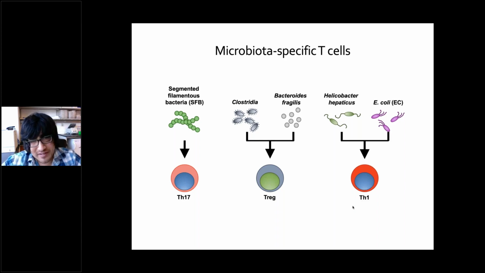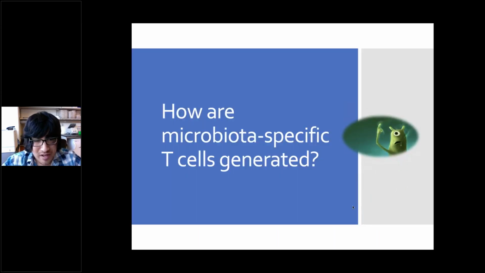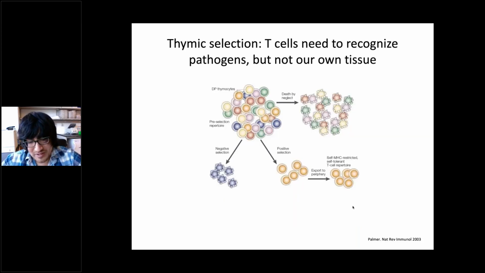So we know that these microbiota-specific T cells exist and are found in the gut, in mucosal cavities. However, there's one important question that remains. How are these microbiota-specific T cells generated? To try to answer this question, we need to realize that most of the T cell selection process happens in the thymus, far away from the gut.